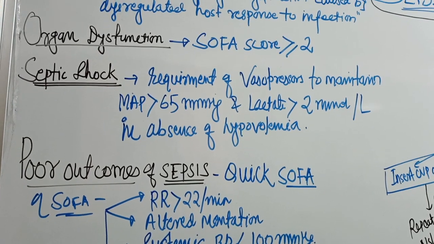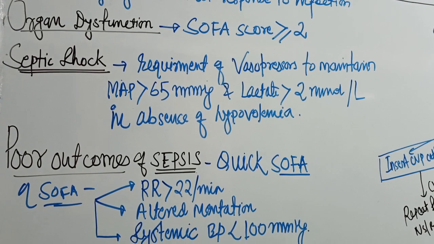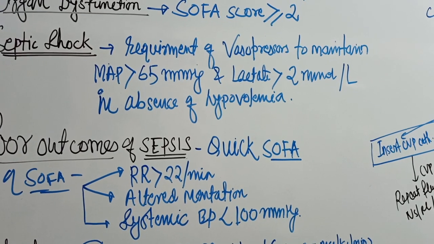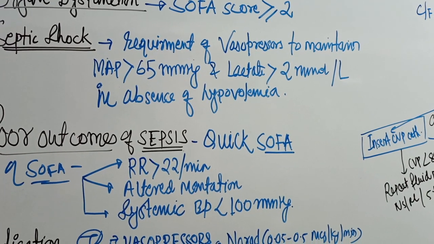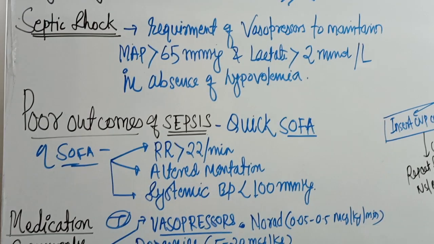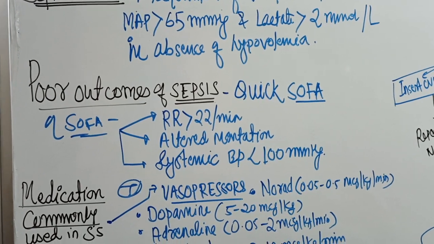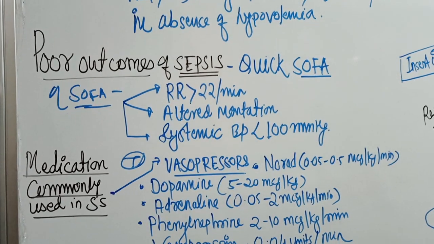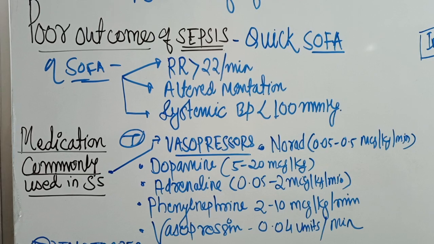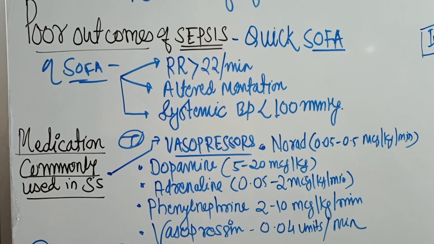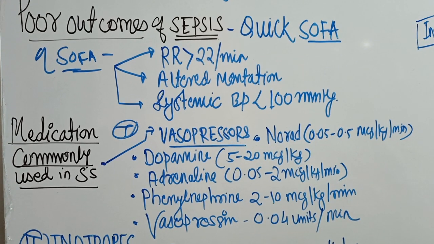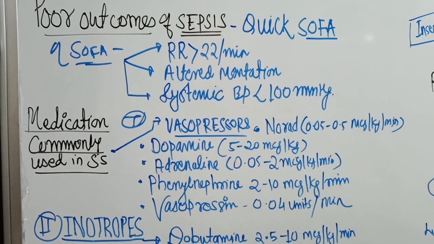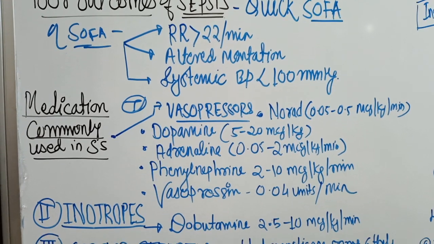What is septic shock? Septic shock is nothing but requirement of vasopressor to maintain mean arterial pressure more than 60 millimeters of mercury and lactate more than 2 millimole per liter in absence of hypovolemia. So poor outcome of sepsis is judged by quick SOFA score, and quick SOFA score includes three parameters: a respiratory rate more than 22 per minute, altered mentation, systolic blood pressure less than 100 millimeters of mercury.